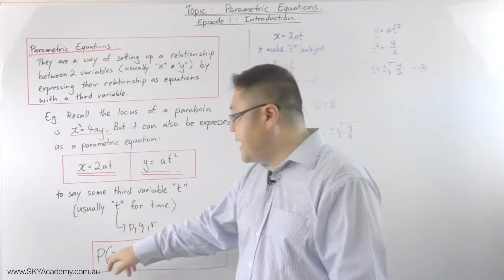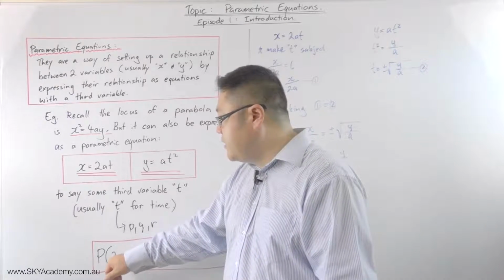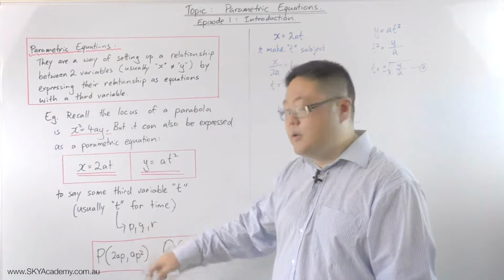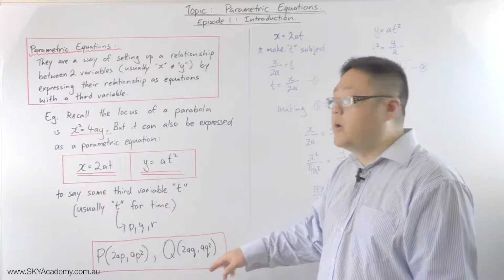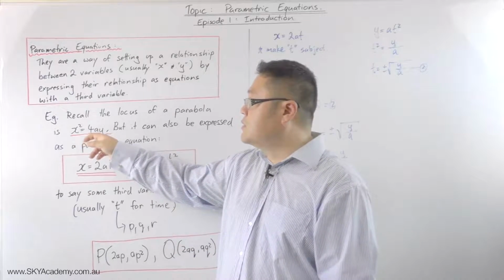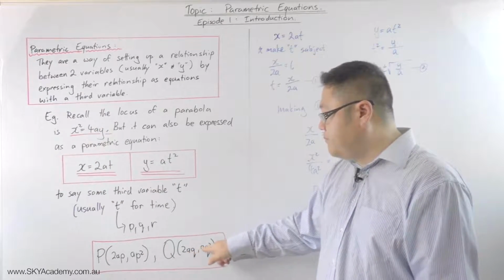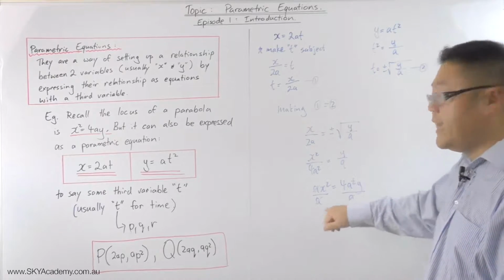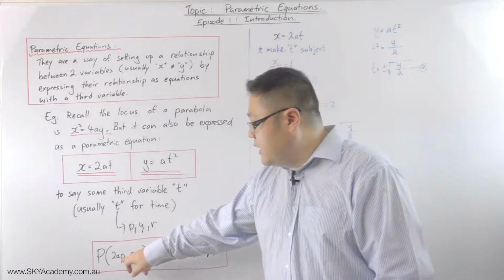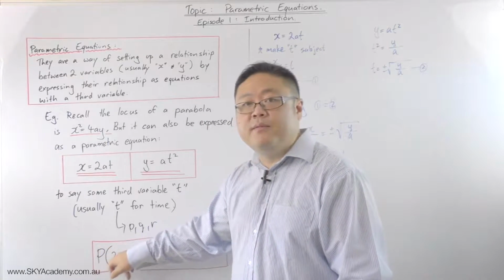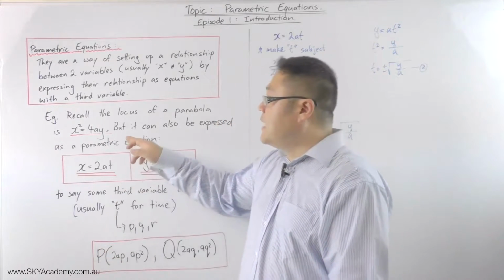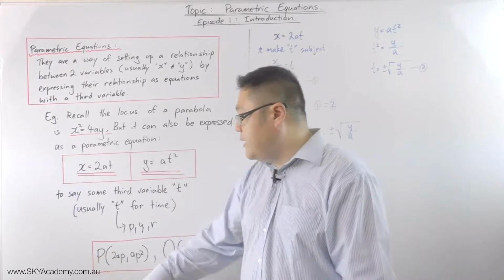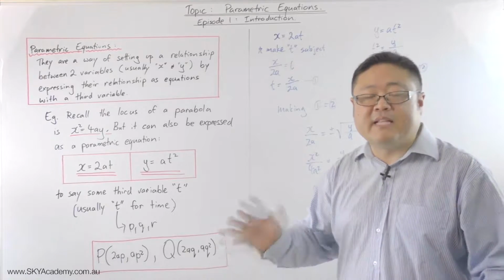That would be your point P. It'll be a P for particle, right? So it'll be a particle moving in a locus such that your x coordinate is 2ap and your y coordinate is ap squared. Therefore, if you were to use the letter Q, it would be Q equals (2aq, aq squared) on a parabola x squared equals 4ay, okay? Because if you turn these two parametric equations into a relationship, you will get x squared equals 4ay, right? So basically whatever letter that is will be the name of the point. So if it's point P moving in the fashion of a parabola, x squared equals 4ay, it'll be point P having the coordinates (2ap, ap squared).